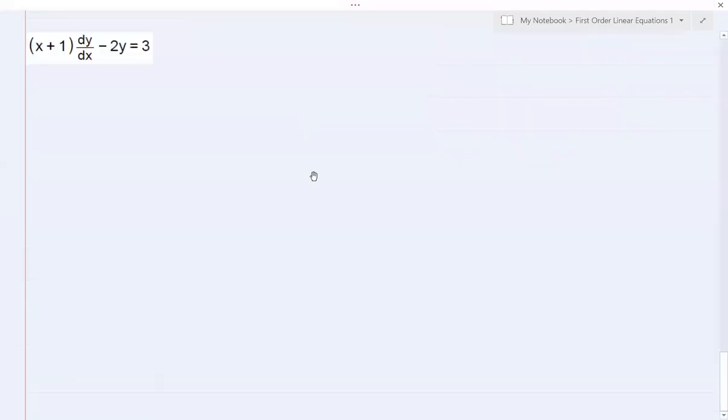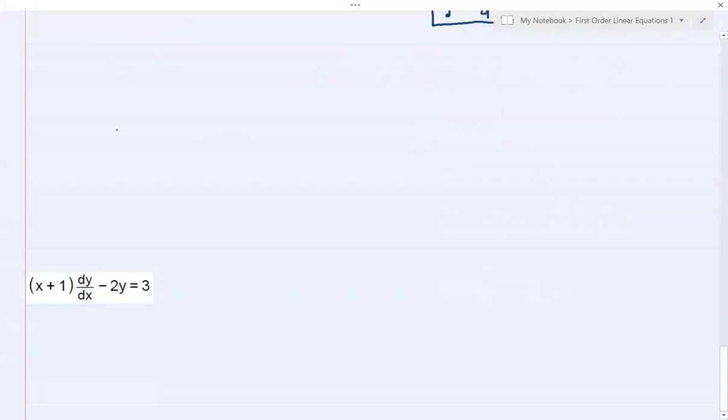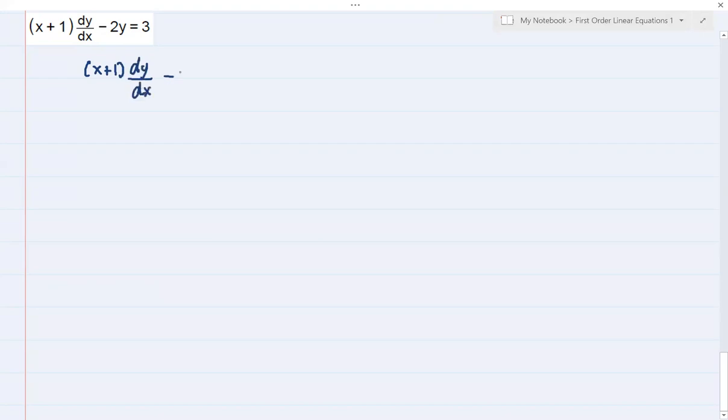Okay, so in the last problem, we have the quantity x plus 1 times dy all over dx minus 2y is equal to 3. So is this in standard form? Obviously, the answer is no because we have a coefficient of x plus 1. So we're going to make this into a standard form. So let's copy the given first.